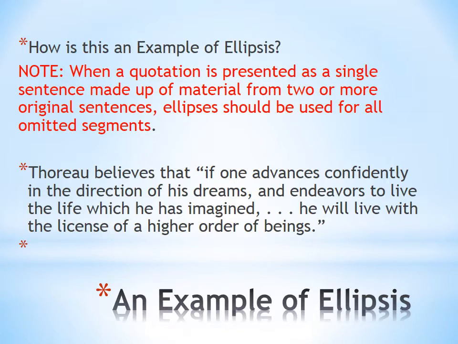Or the other side of it is when I'm putting two ideas together and I need to connect them. The reason I want to do that, there's a lot of other writing there, but I want to emphasize the relationship between these two ideas. So Thoreau, in this particular example, says, if one advances confidently in the direction of his dreams and lives a life that's imagined, well, if I do that... ellipsis, I'm going to live with the license of a higher order of beings. I want to make sure you realize that, as Thoreau says, I'm putting these two ideas together. If I live in the direction of my dreams, then I'm going to have a happier life. I'll live in the higher order of beings.